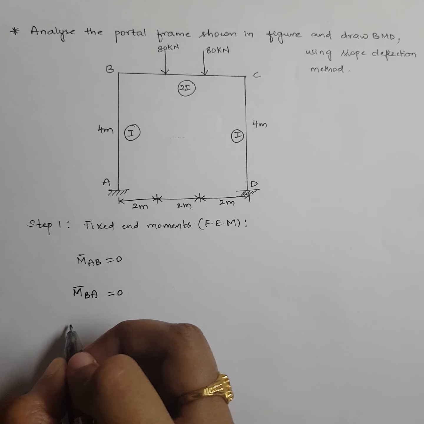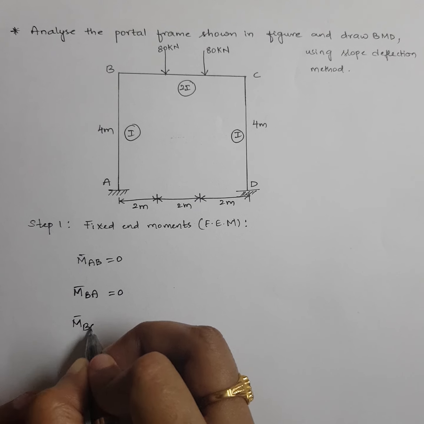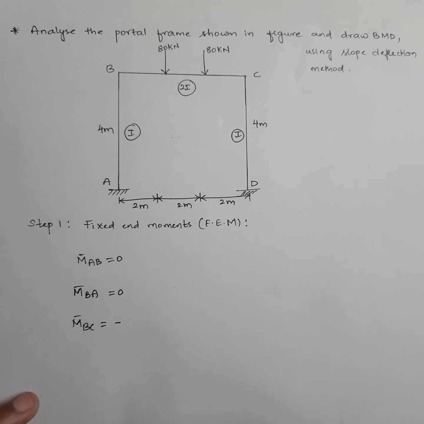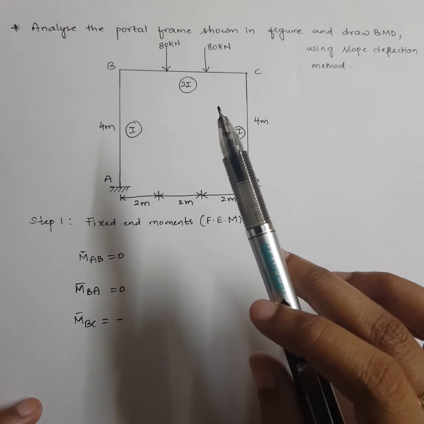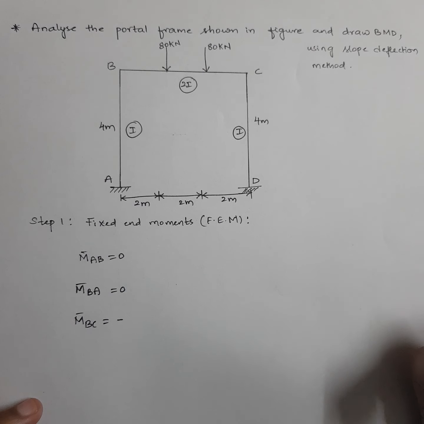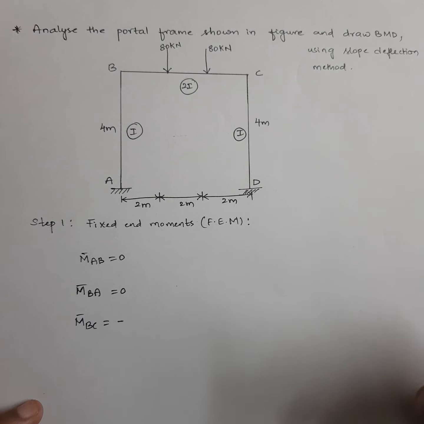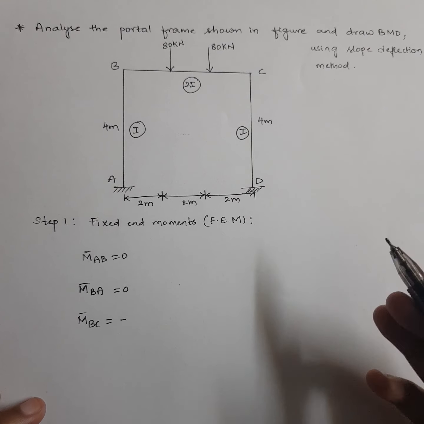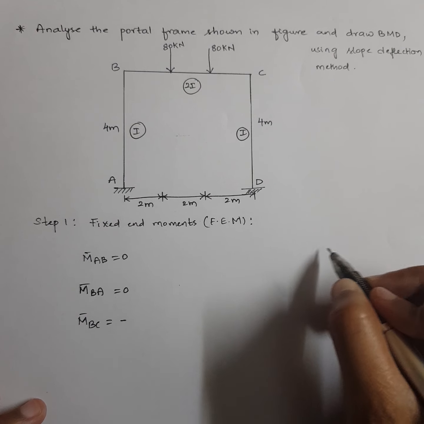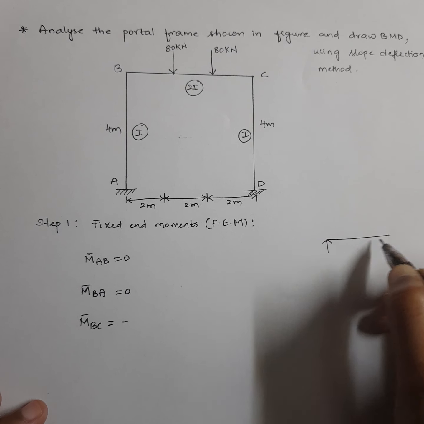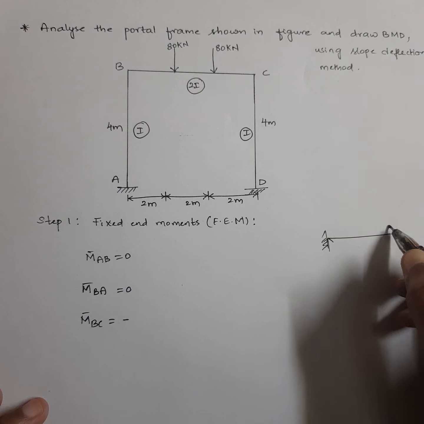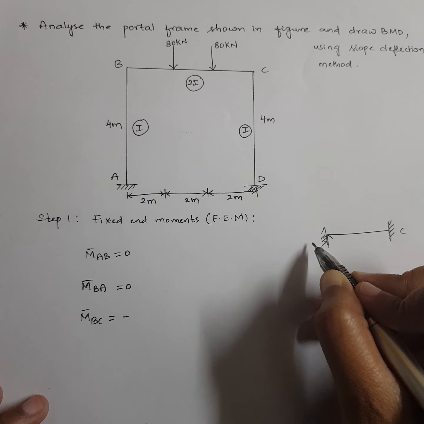Next comes M bar BC. This is very important when you are doing M bar BC, and I'll tell you why. When there is one eccentric point load, you could directly take the formula minus W a b square by L square, but now we have 2 point loads. So I'll just show you here. See now, it's like this. Just assume our BC is like this.